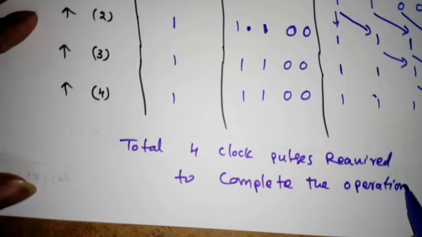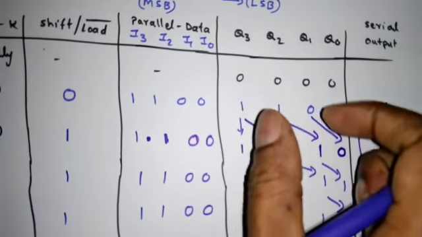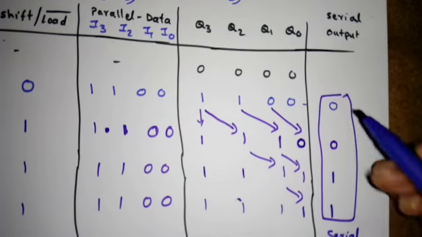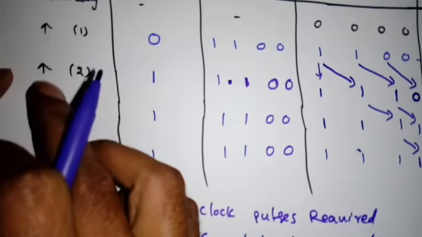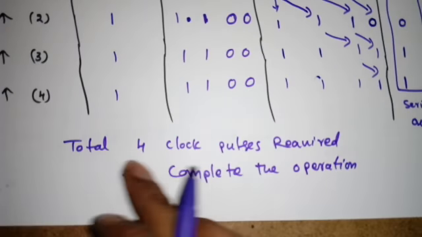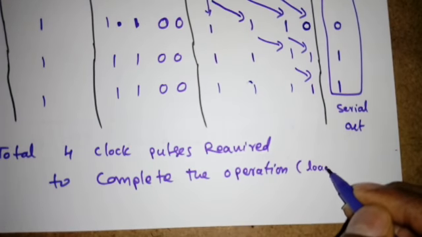So in this operation we have loading as well as shifting, right? One clock is enough to load the data. Then at the serial out, the first bit is already available, so to get the remaining 3 bits we have to apply 3 more clock pulses. So a total of 4 clock pulses is required to complete the operation, that is loading and shifting.